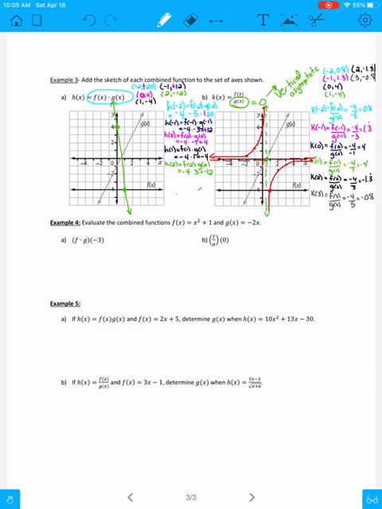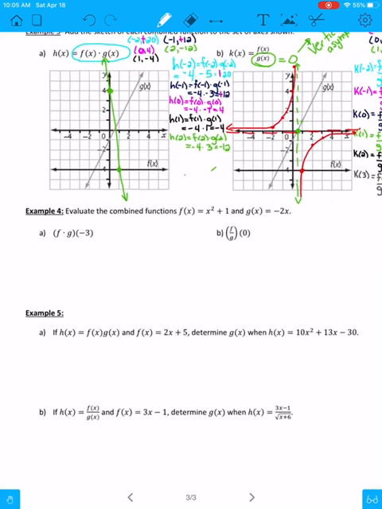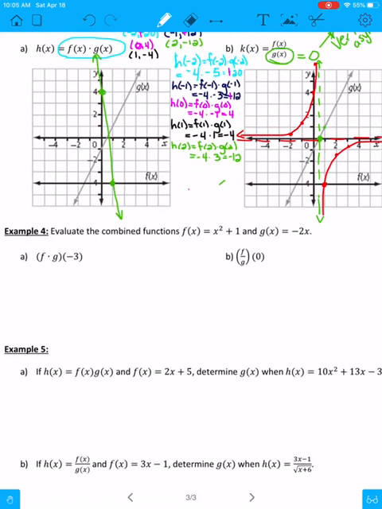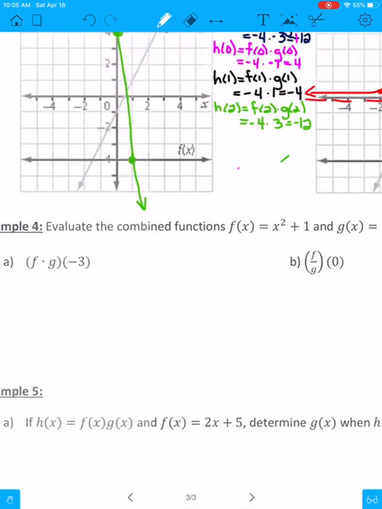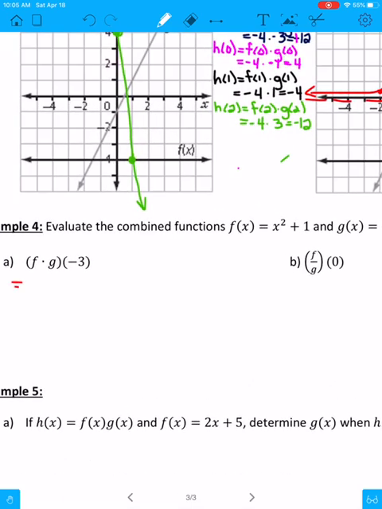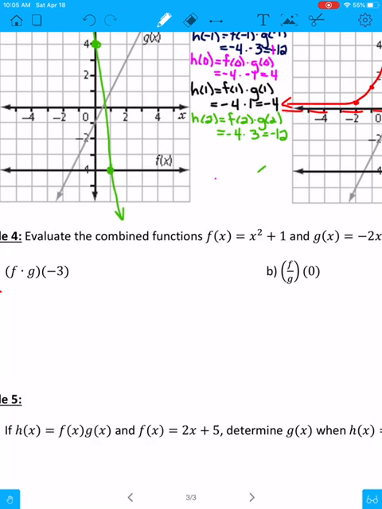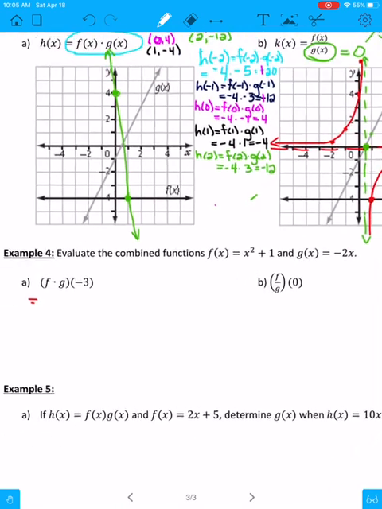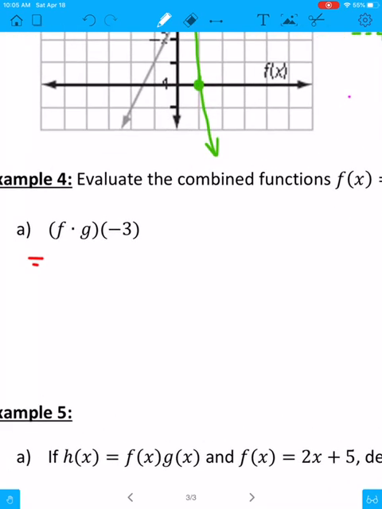What they could also do is give me the equations like we did before and do f times g of negative 3. So then I would rewrite it, where they gave me f of x equals x squared plus 1, g of x equals negative 2x. So now I'm going to find f of negative 3 times g of negative 3. And off of a table, you could get the y values. Off of a graph, you could get the y values. Off an equation, you have to do them off to the side and find their y values.